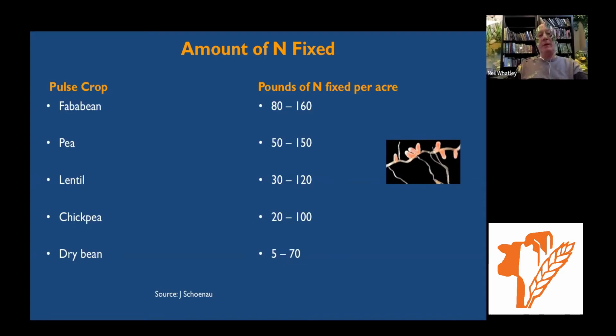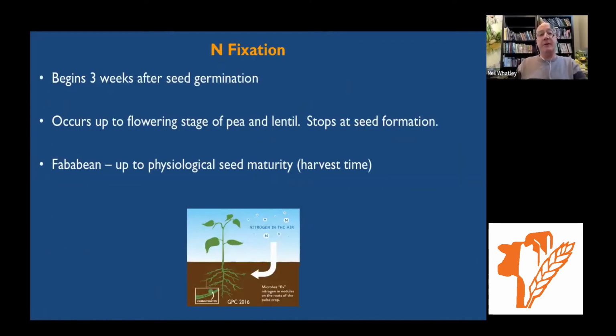Faba bean is a big winner, at 80 to 160 pounds per acre. Field pea, 50 to 150 pounds. Lentil, a little bit less, 30 to 120. Chickpea, a touch less, 20 to 100 pounds. And dry bean is the lowest, 50 to 70, but it still does fix some. The lower level would be when the plant's not in great shape, or you're having a drought year. The high is under good conditions.